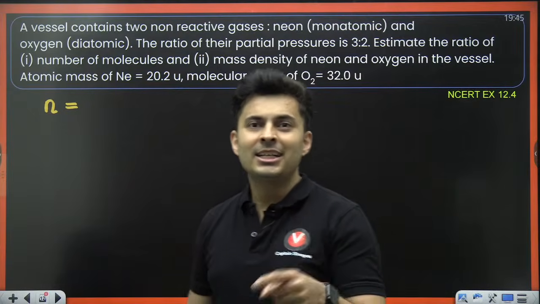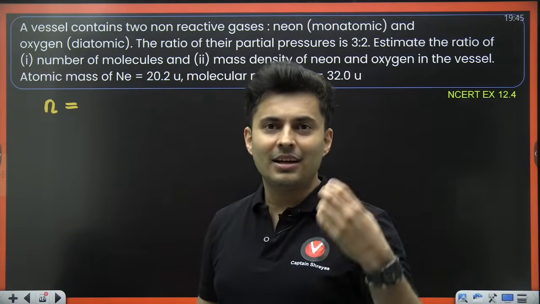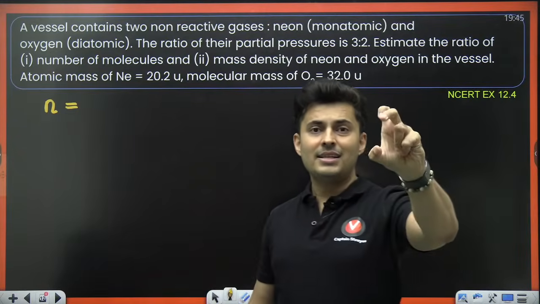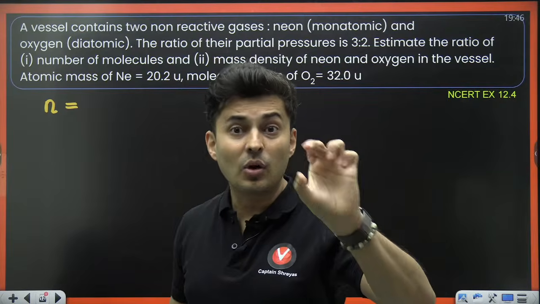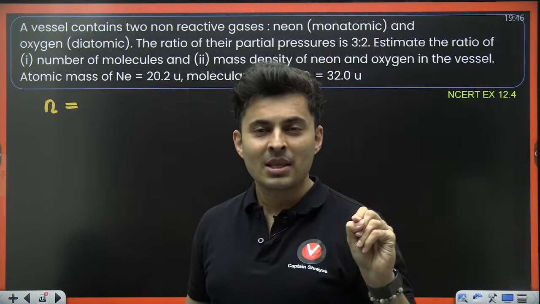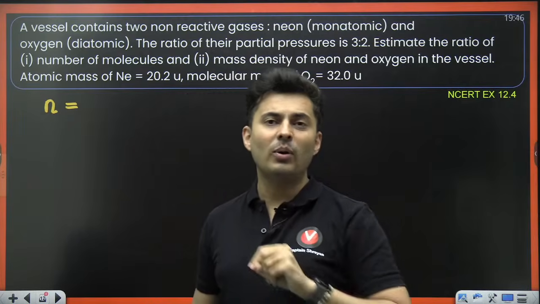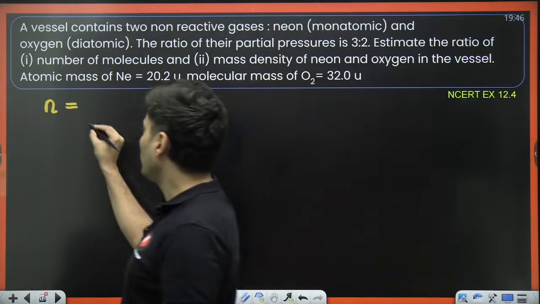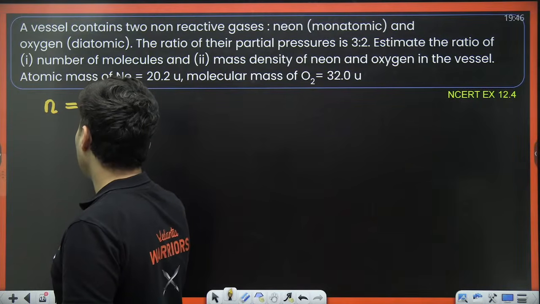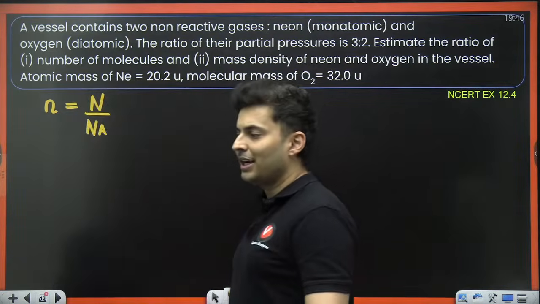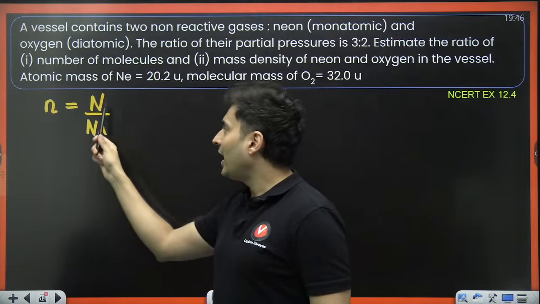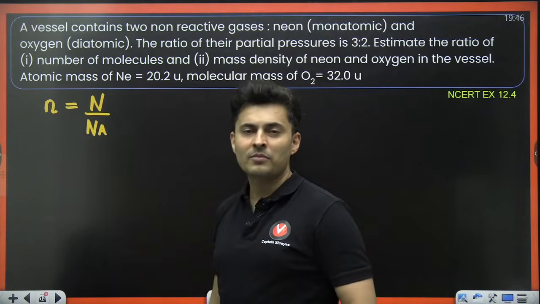Number of moles is nothing but a number which is compared to a standard quantity called the Avogadro number, which you call 1 mole, which is 6×10^23. So number of moles is number of molecules divided by your Avogadro number. Everybody agrees with this? If N is equal to Na, n is 1 mole.